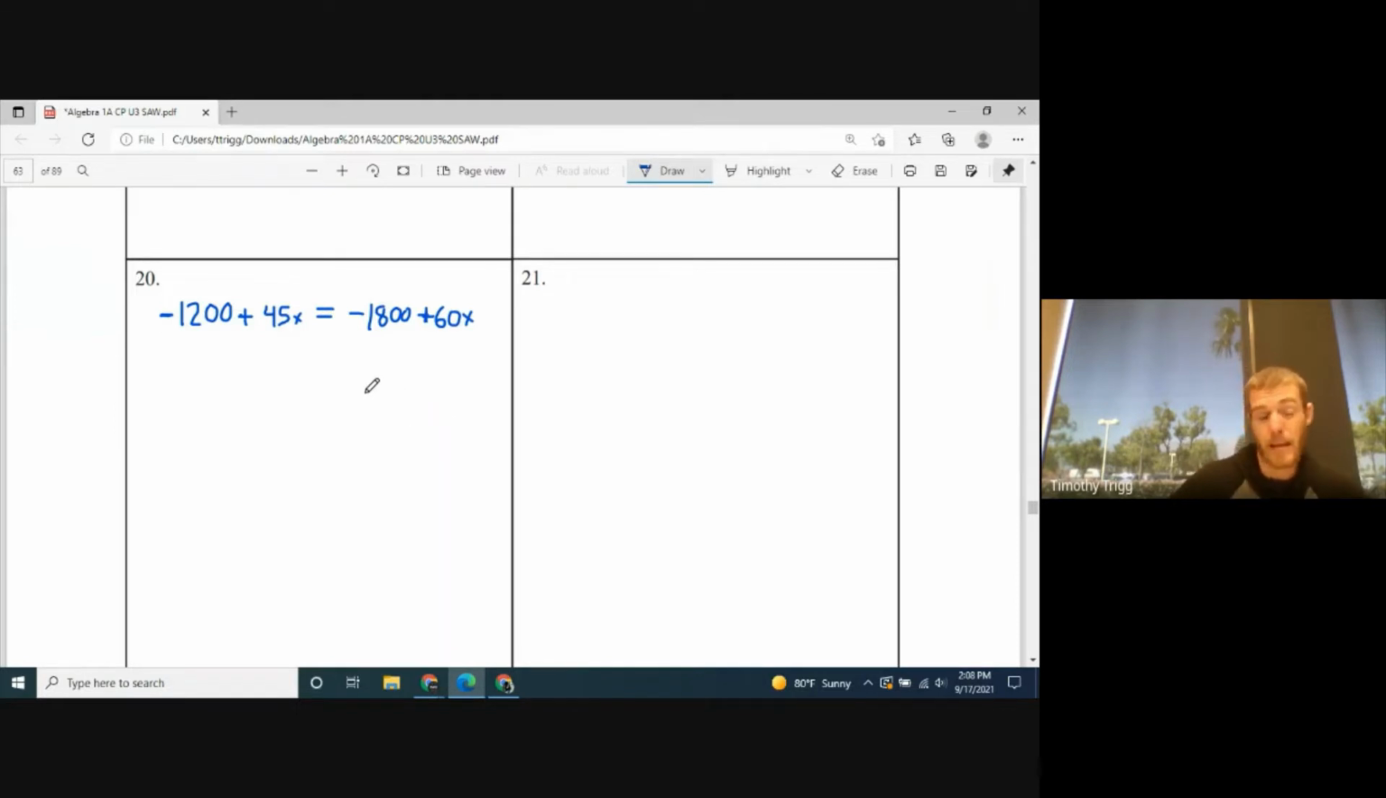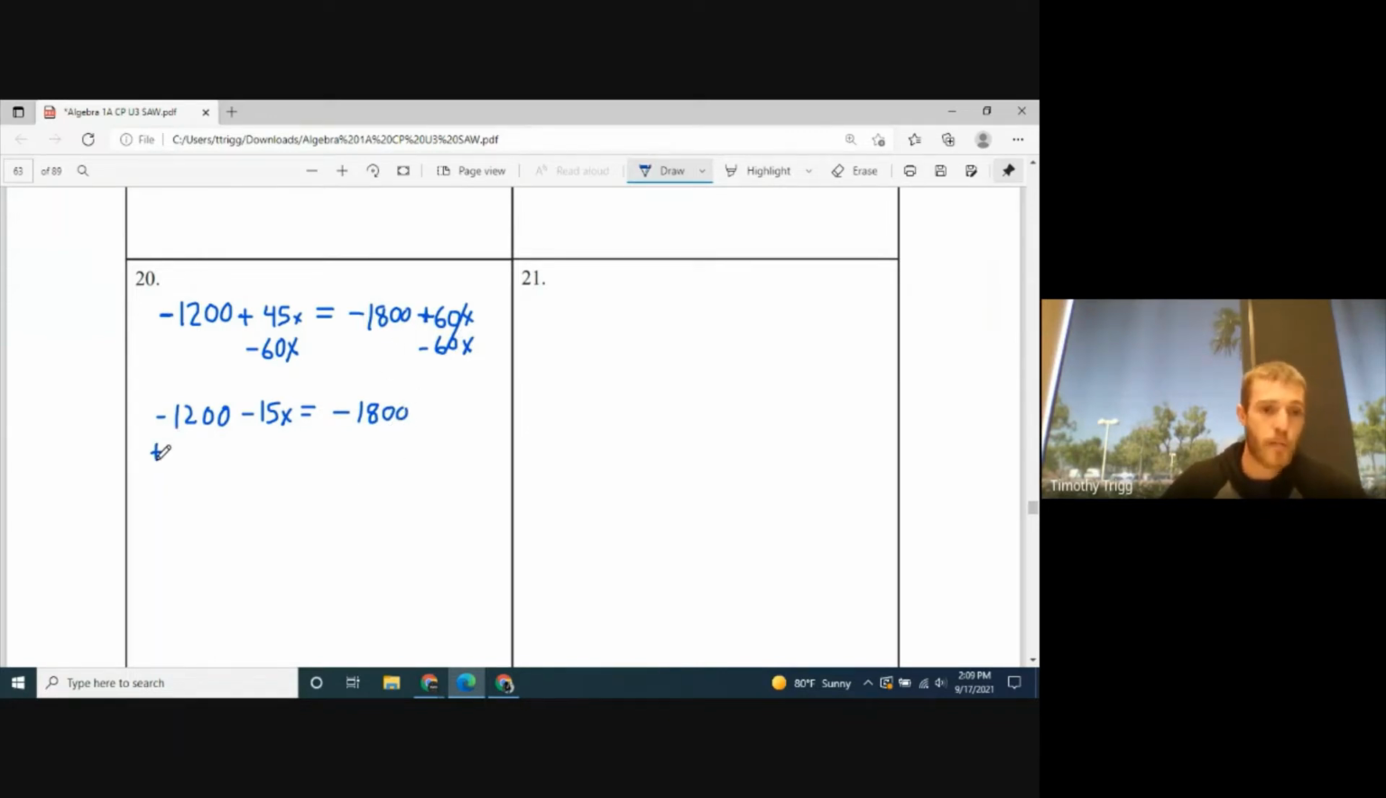We're trying to get x by itself. But notice we have x on both sides, so we would have to subtract 60x here. I'm going to subtract 60x here. Remember, whatever we do to one side of the equal sign, we always do to the other side of the equal sign. So that'll give us negative 15x over here. And we also have the negative 1,200 over here as well. So we have negative 1,200 minus 15x. On the right side, we have negative 1,800, sorry, no x.